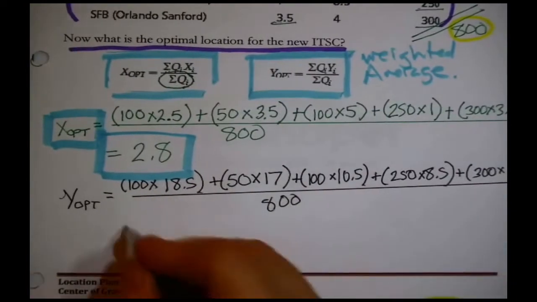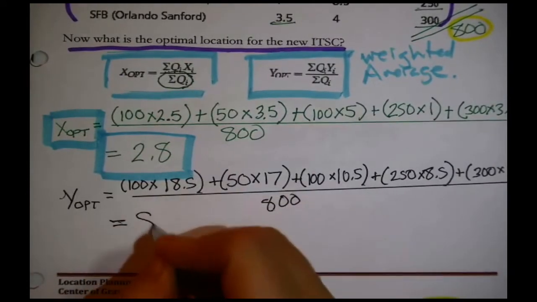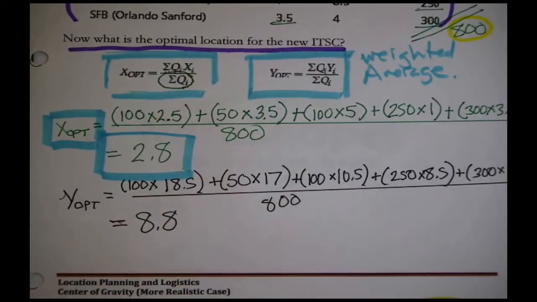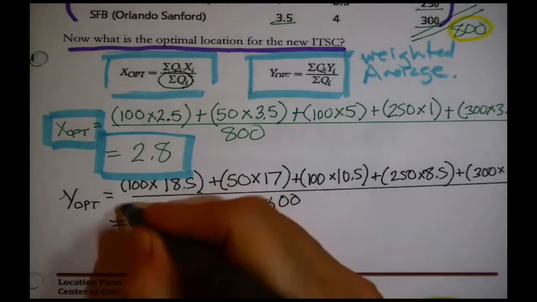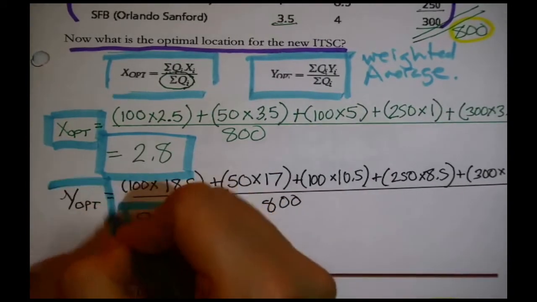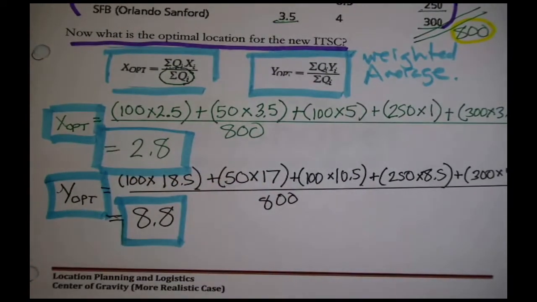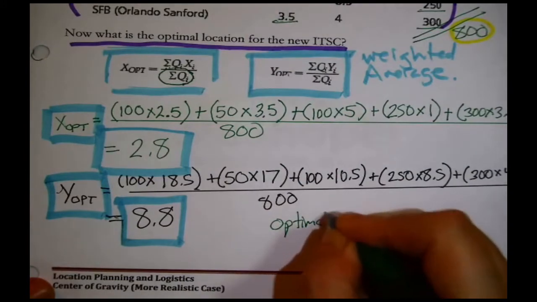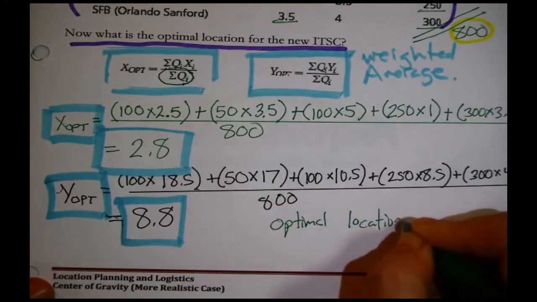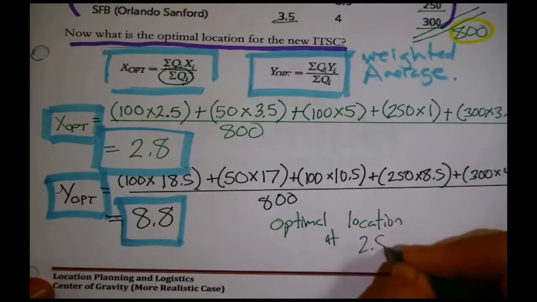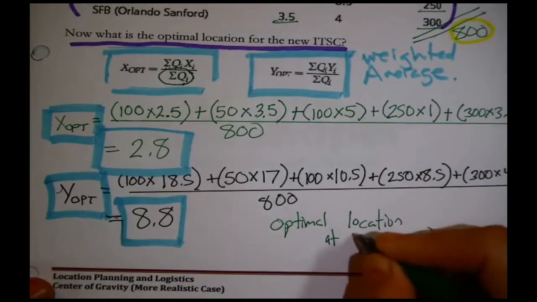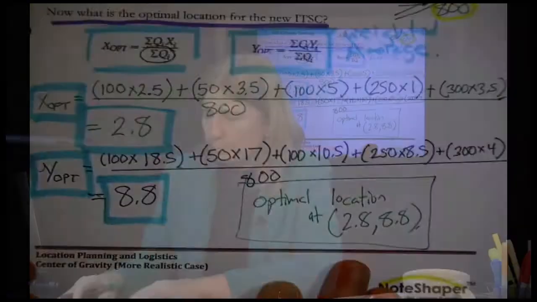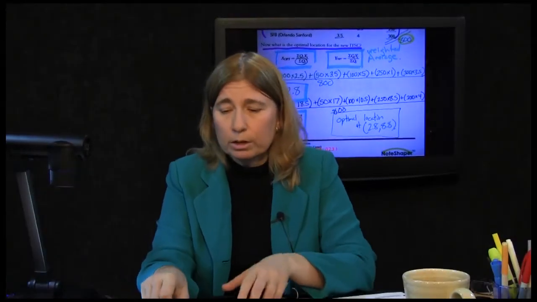All right, well, I worked that out, and you can check me on this. I get 8.8. That actually is our answer, because it asks what the optimal location is, and this is just a repeat. Optimal location at 2.8, 8.8. Now that's the answer. Numerically, that's the answer. That is the optimal location for the new ITSC.